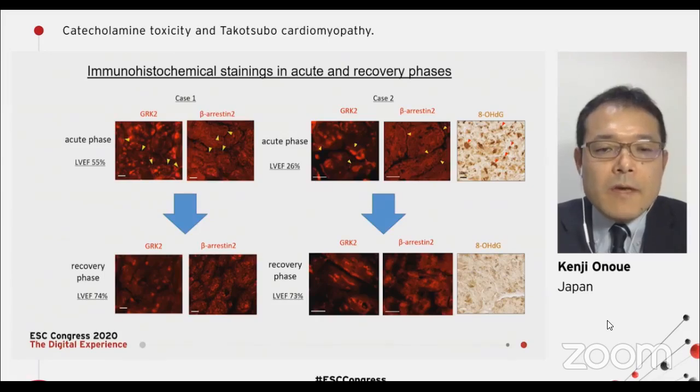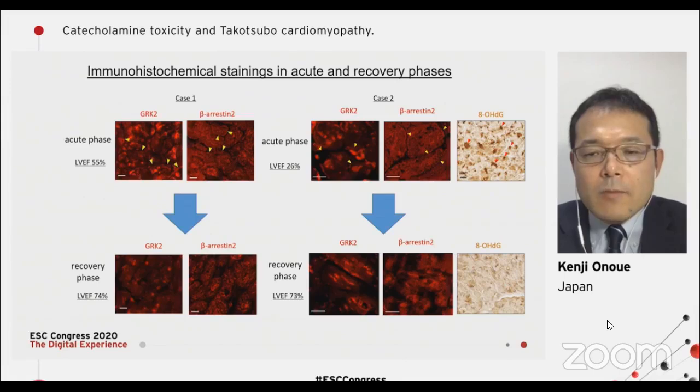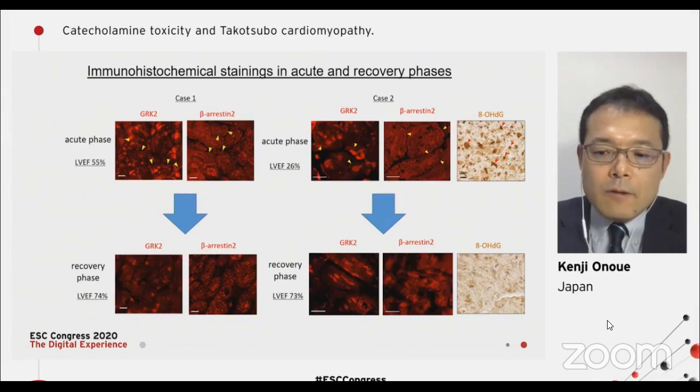Among 26 patients, we performed for 2 patients the second endomyocardial biopsy after the recovery of LV function, and we found the positive staining of GRK2 and beta-arrestin-2 was significantly reduced, and especially the positive staining on the cell membrane was markedly reduced. And we observed also the reduction of the ROS signal.